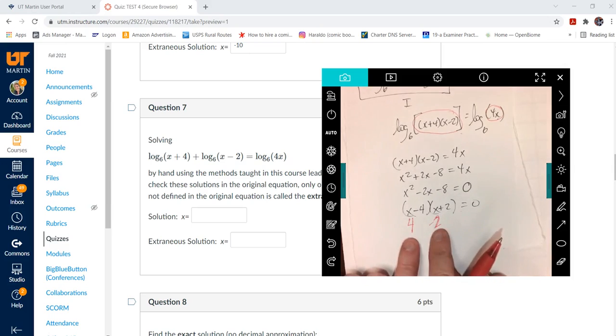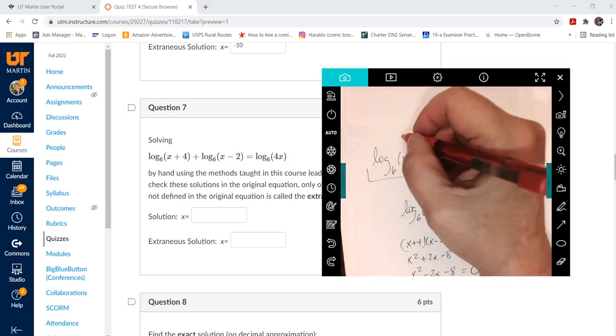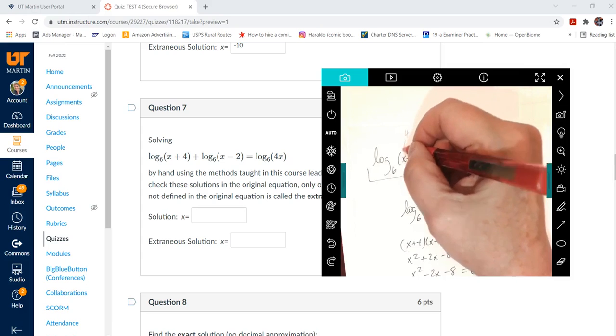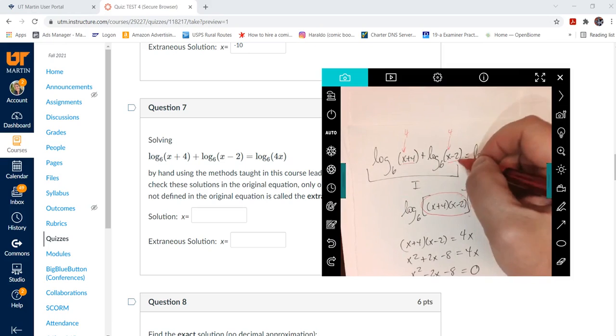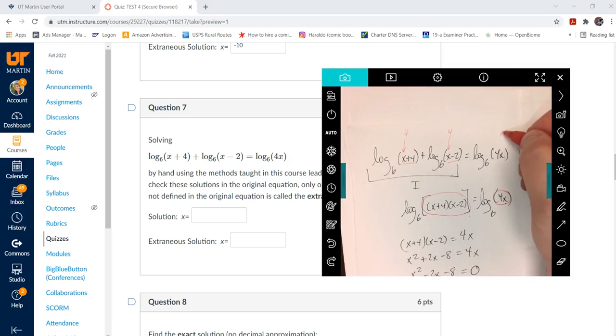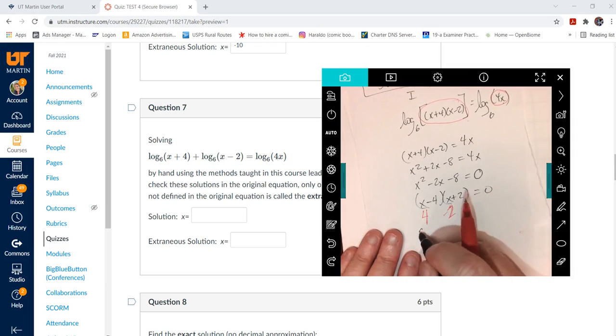Now I need to go back into the original equation and see if it fits. If x is 4, then this will be positive. If x is 4, that will be positive. And if x is 4, that will be positive. So x equals 4 is a solution.